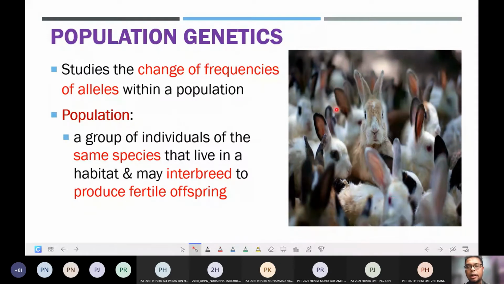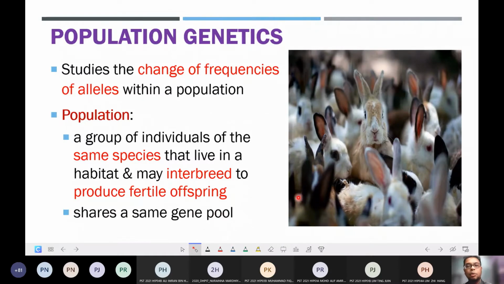Okay, but all the individuals are all of the same species. Okay, and these individuals will live in the same habitat, in the same place, and the individuals may interbreed among each other to produce fertile offspring. Okay, and usually all these individuals of the same population will share a same gene pool, takungan gen.